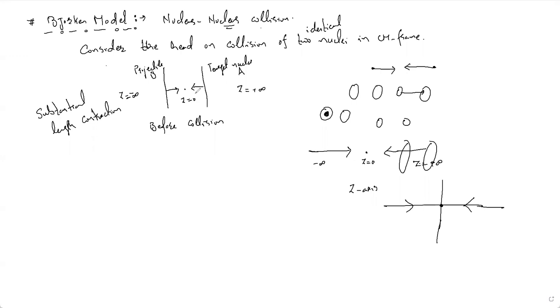So I will say that the two nuclei meet at z equal to zero and t equal to zero. For example, if this is the z-axis, and this is the time axis, then here z is equal to zero and t is equal to zero. So the time will start from this point. Now where will they meet? I say that the two nuclei will meet at the point z equal to zero and t equal to zero.